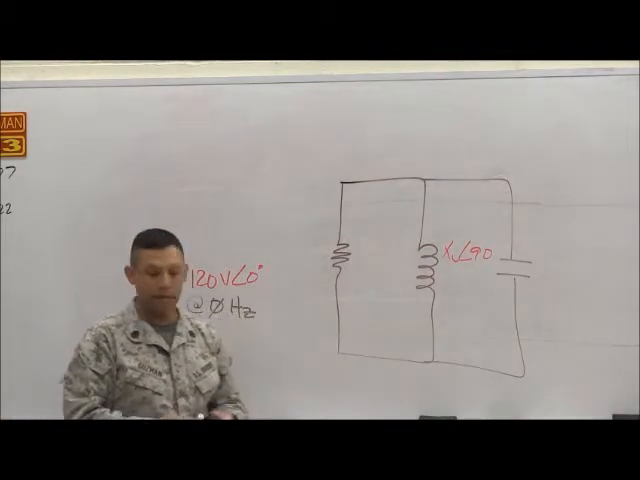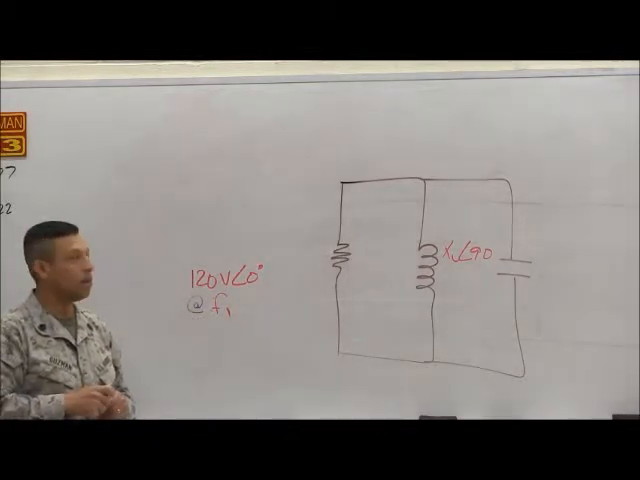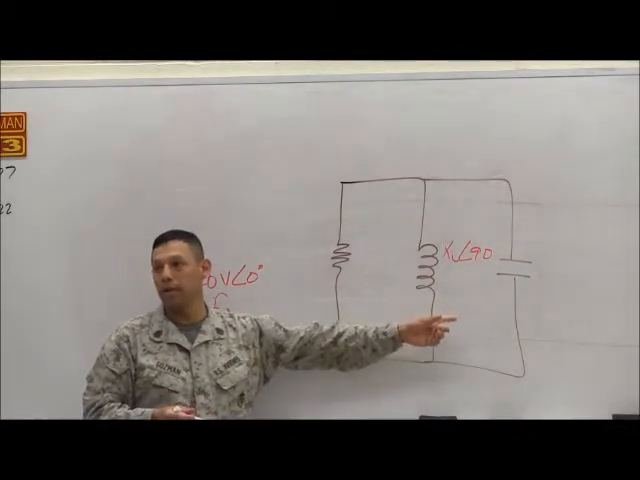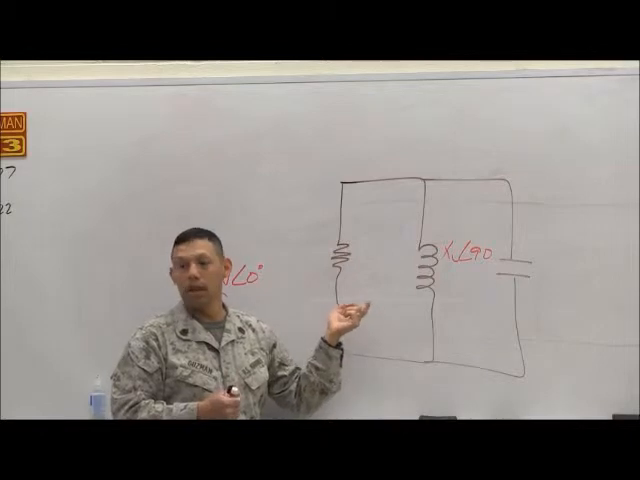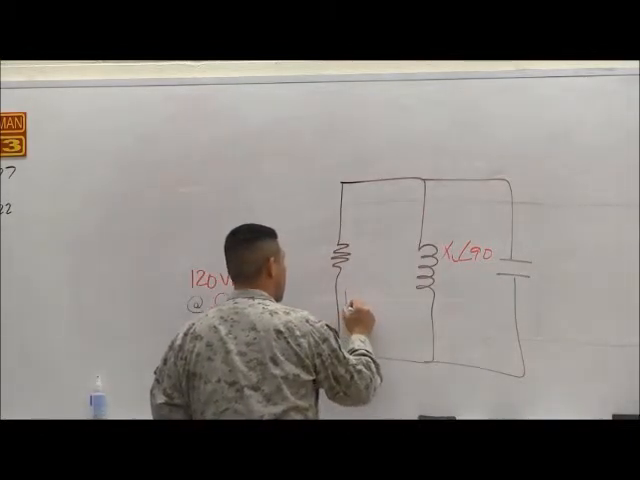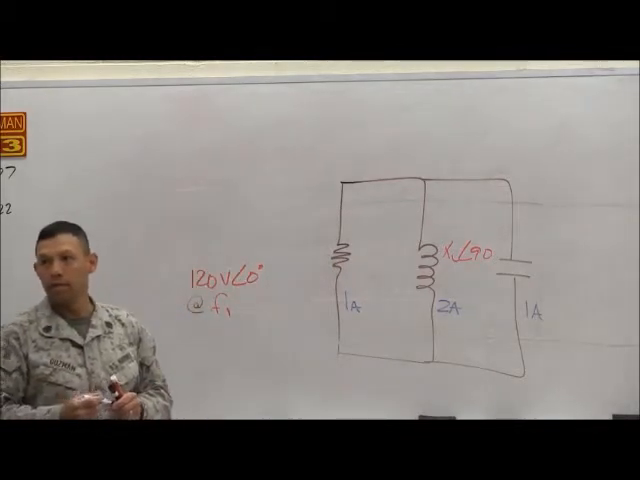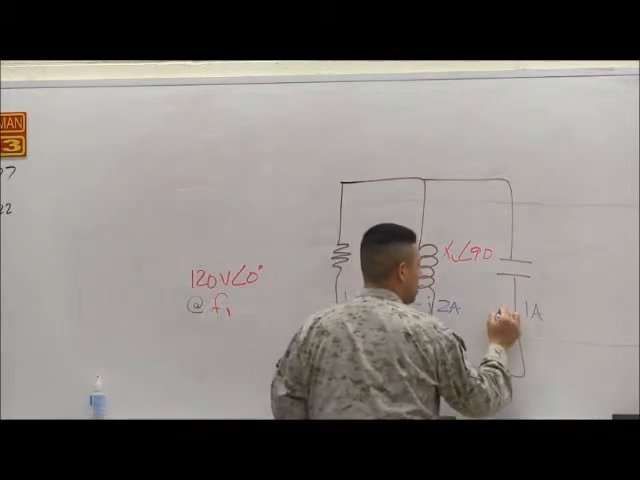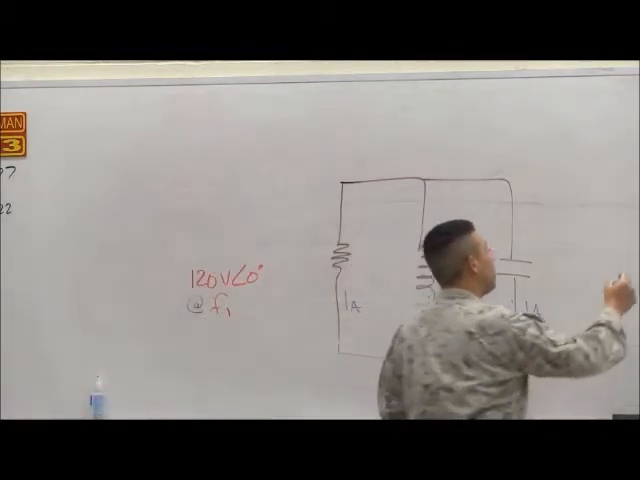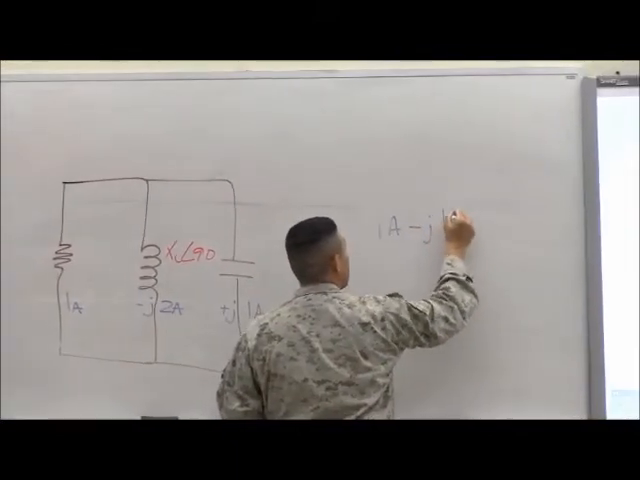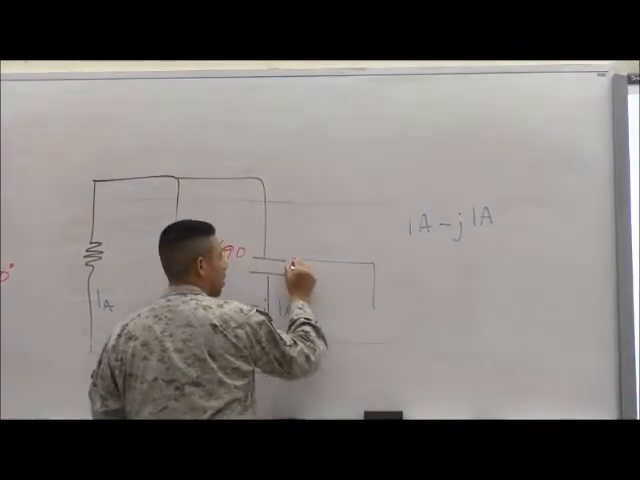So this current is going to be bigger. Let's just say at F1. So this current is going to be bigger than this current. And it's going to be bigger than this current by the value of this current, whatever this current is. If I've got 1 amp here, in here I'm going to have 2 amps, and here I'm going to have 1 amp. This is minus J, and this is plus J. So that when I put this in rectangular form, the total current, 1 amp minus J, 1 amp, then I've got a triangle. 1, 1.